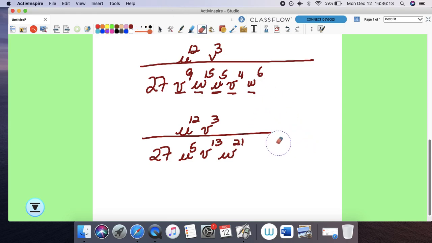Almost there. Final answer. That's 27, right? That's done. U5 and U12 and U5, I can simplify. Gives me U7 on top.